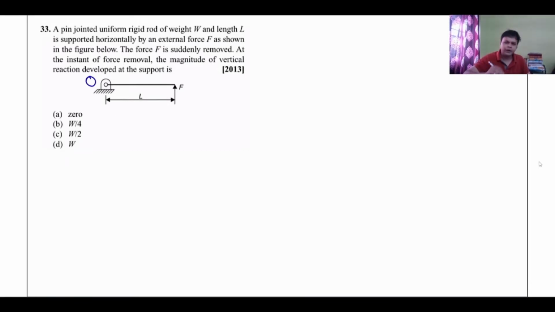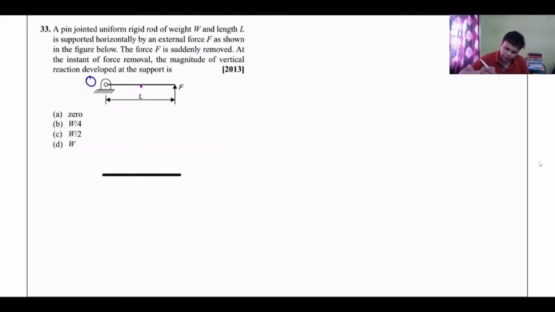Okay. So first, let us see to find out the reaction. Okay, we can proceed. You can actually do this backwards. Let me try to do it backwards, reverse engineering. Okay. So let us try to draw the FBD of this rod. Let me say this is the rod. Okay. So what are the forces acting on the rod?